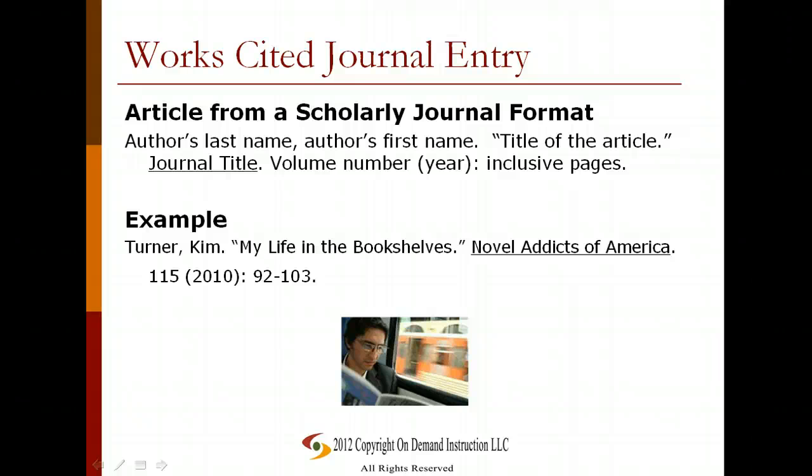Here's a journal entry. We have all of the information in the top piece here. Article from a scholarly journal entry, we can see it starts with the author's last name, comma, author's first name, and so forth. Here's an example. Kim Turner. Turner is the last name, comma, Kim is the first name. "My Life in the Bookshelves." That's the name of the article. Novel Addicts of America. That's the name of the journal title. The volume is 115, year is 2010, followed by a colon, and then the page numbers. This is a longer article that goes from page 92 to 103. Always ends with a period.